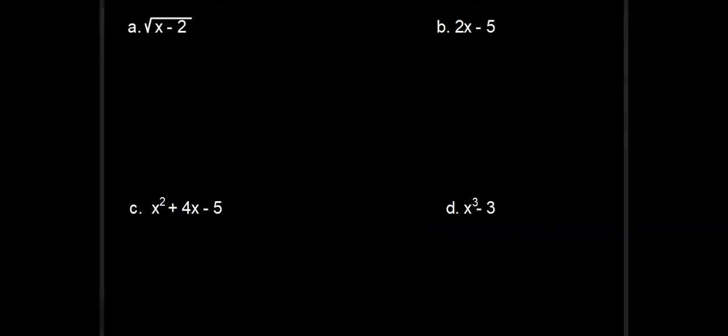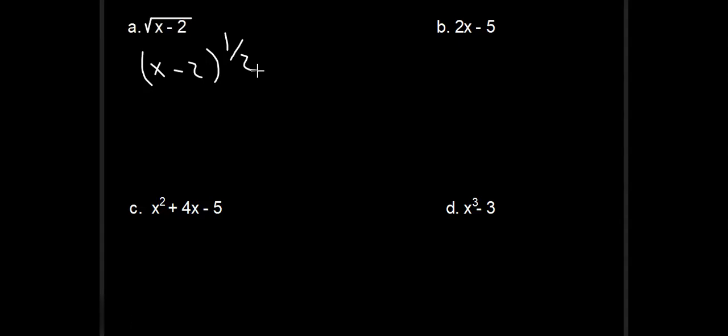Okay, so the first question says the square root of x minus 2. When I try to differentiate the square root of x minus 2, it seems a little bit complicated for me, so I want to rewrite this in a different form. This is actually the same as x minus 2 to the power of 1 over 2. Now it seems a little bit clearer for me, because I got 1 over 2.